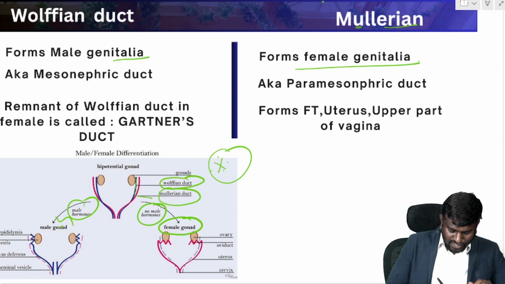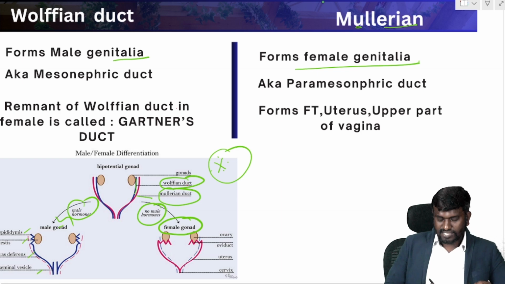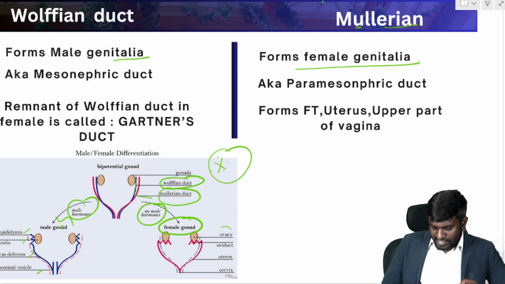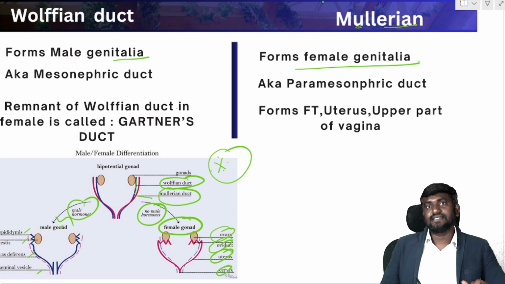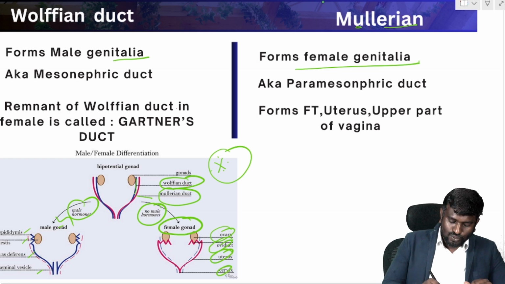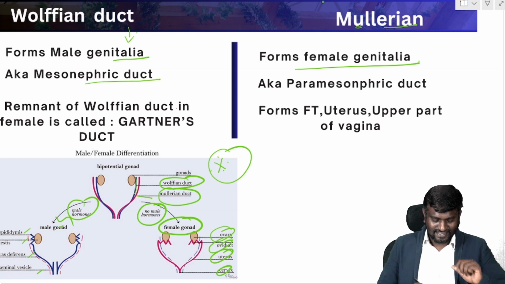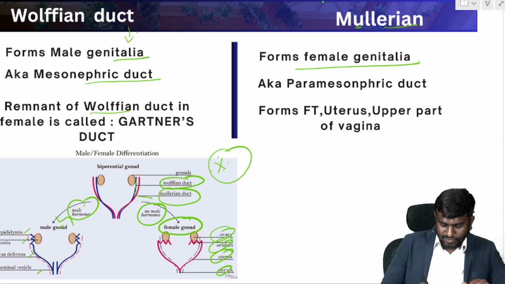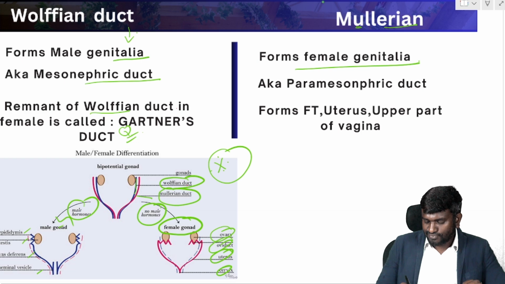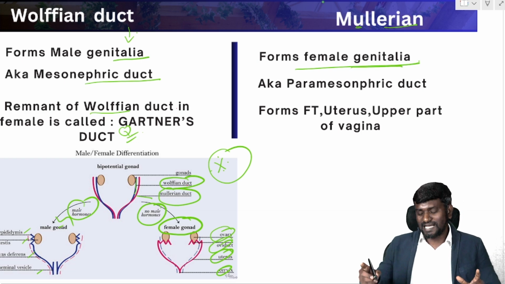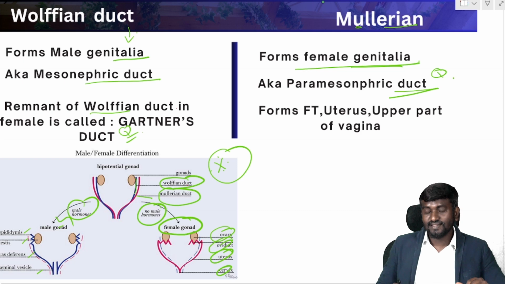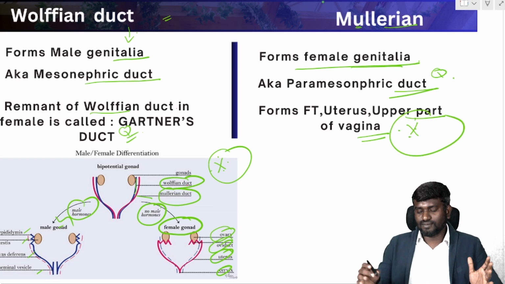The male gonad will continue to give what? Epididymis, testis, vas deferens, and the seminal vesicles. And the female gonad will have ovary, oviduct, uterus, and the cervix. Let's go with the important points. Wolffian duct forms the male genitalia. It is also called the mesonephric duct. A remnant of the Wolffian duct in females is called what? Gartner's duct. Very important. Now, Mullerian duct forms the female genitalia. It is also called the paramesonephric duct. It forms the fallopian tube, uterus, and upper part of the vagina as well. So please remember these important points of the Wolffian duct and the Mullerian duct.